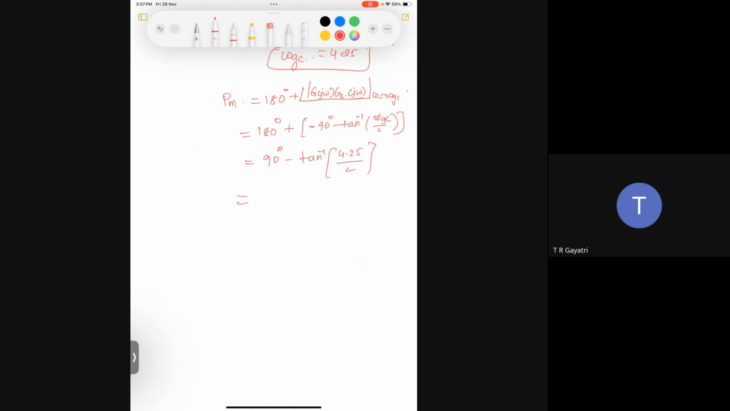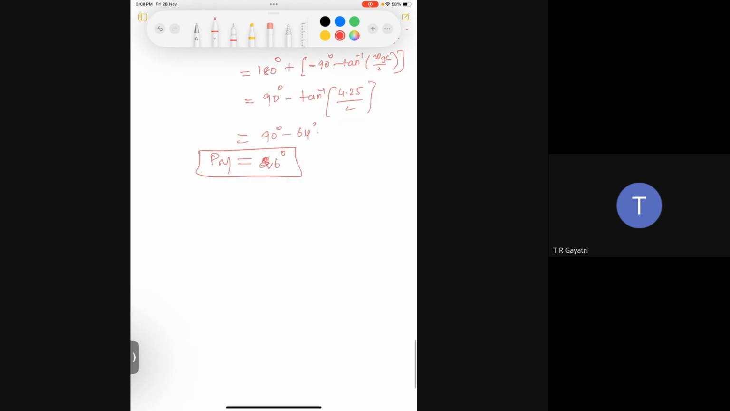This gives 2 point something. Taking tan inverse for this gives, in degrees, around 64. So it will be 90 minus 64 around, and your phase margin will be 180 minus 154, which is 26 degrees. That is your phase margin.